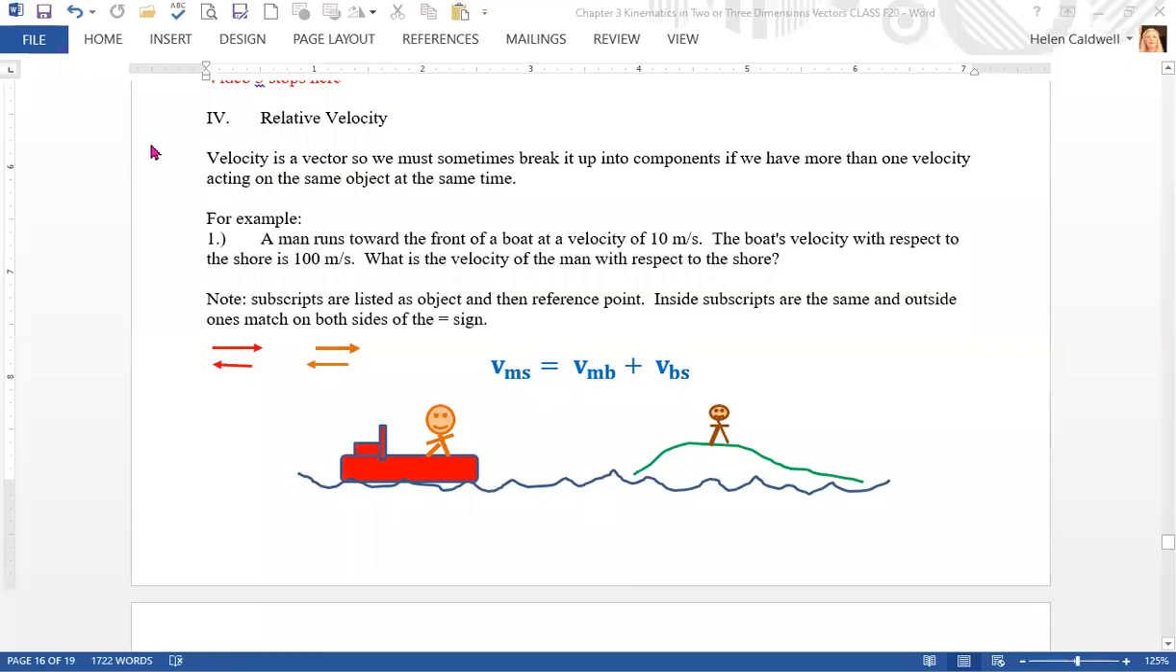We are back. We are on the last video in chapter 3. So this is video 4 from chapter 3, and it's all about relative velocity. Velocity is measured relative to some reference frame, to some starting point.